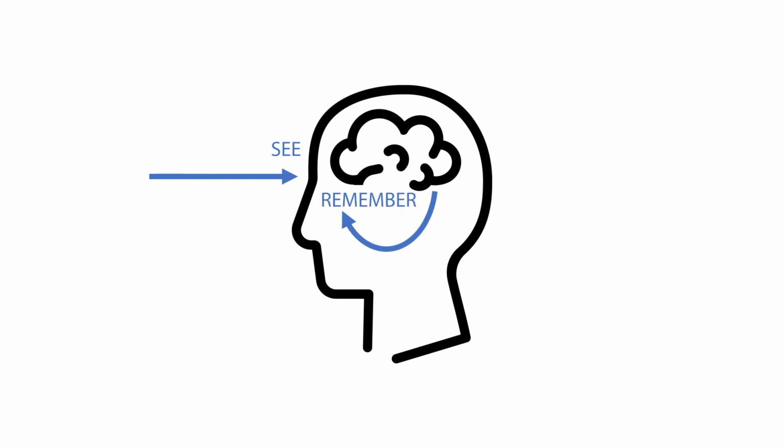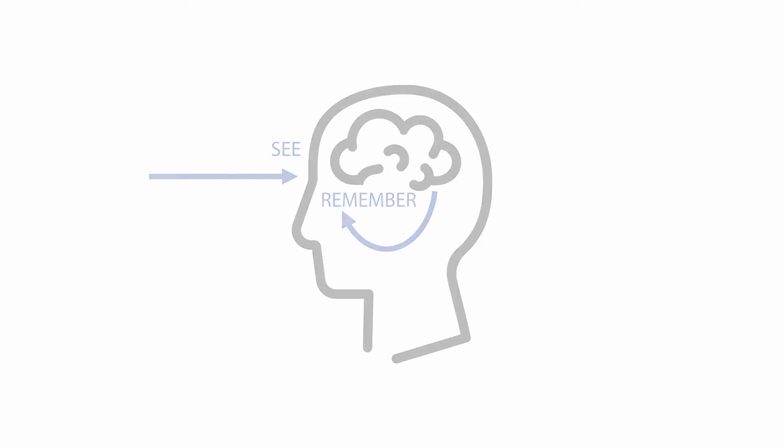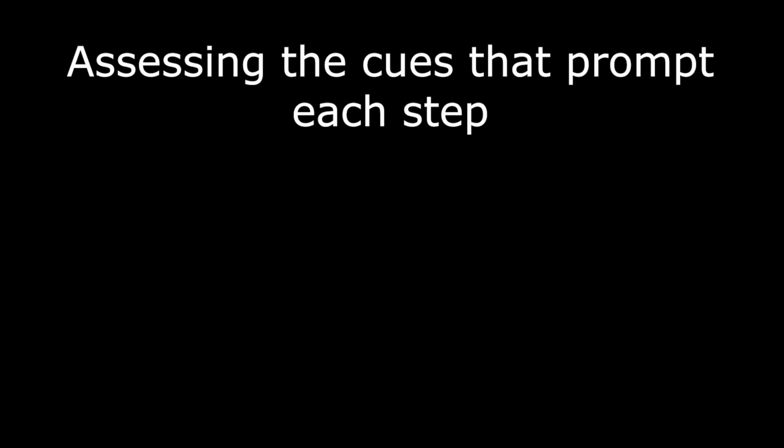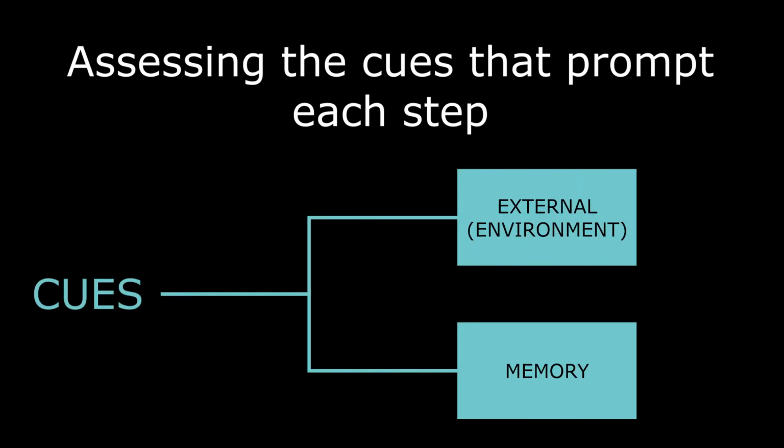Now we need to understand how good the see or remember cues are. An SOP can be evaluated by assessing the cues that prompt each step in the task sequence. There are 2 basic types of cues: external cues from the environment, like the software application user interface, and cues from memory, either long-term memory or working memory.